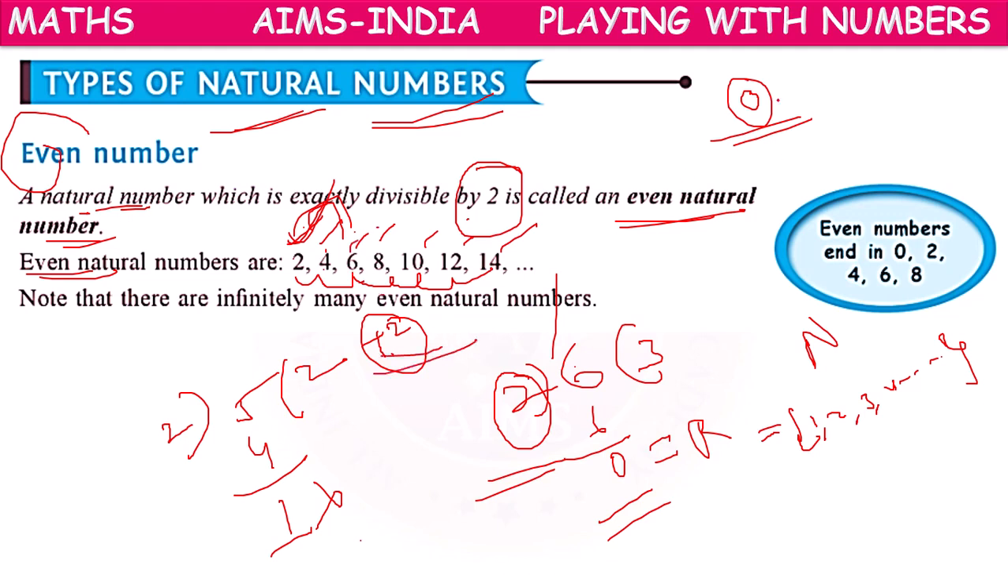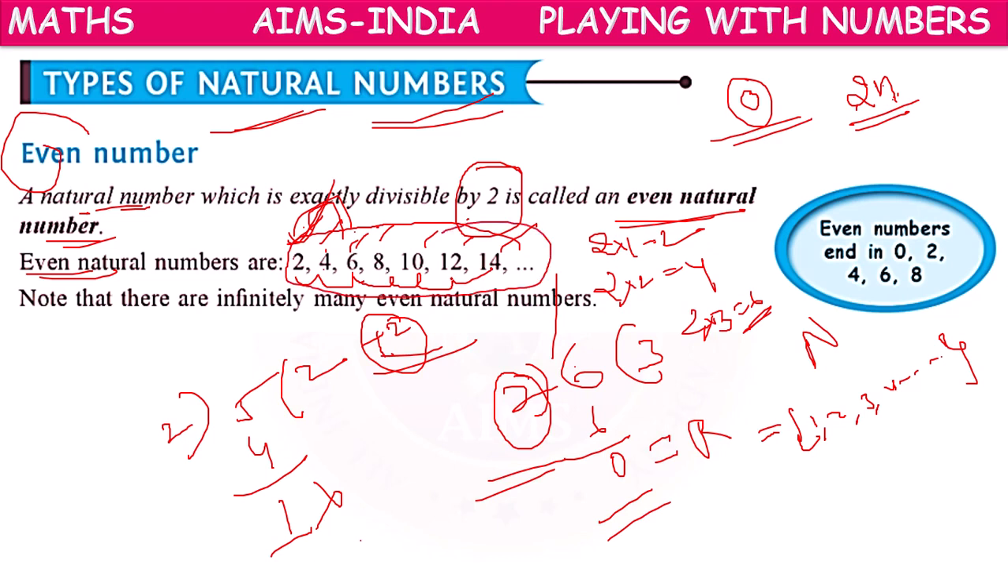So the general form of an even number is 2n, where n is a natural number. In the place of n, if we keep 1, we get 2 into 1, which is 2. If we keep 2, 2 into 2, 4. If we keep 3, 2 into 3, 6. Like that. So the general form of an even number is 2n, where small n is a natural number.